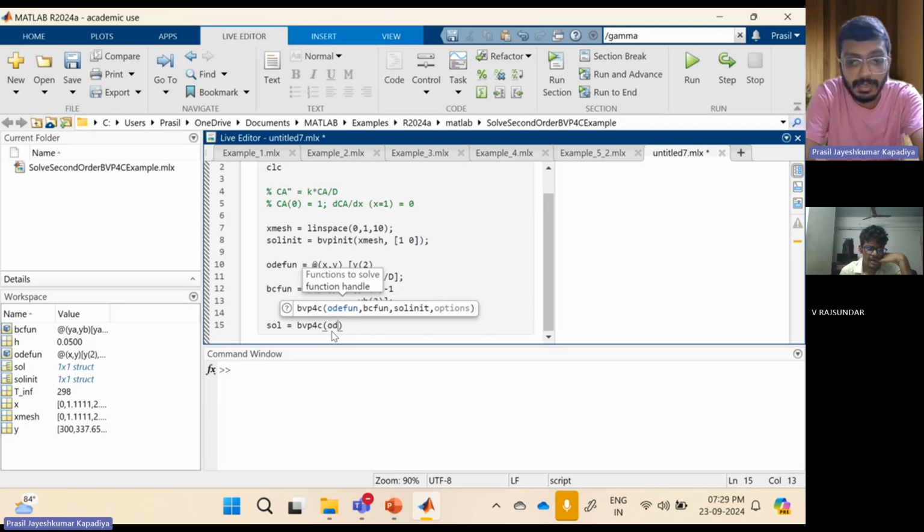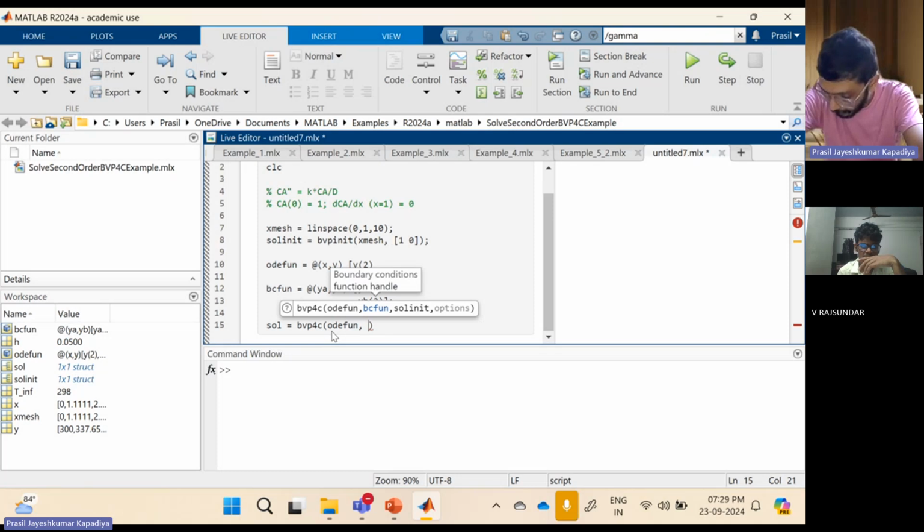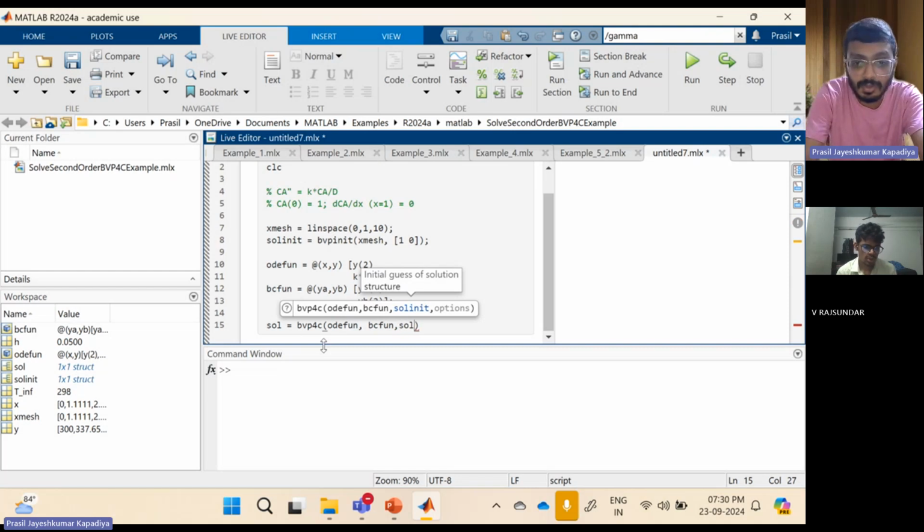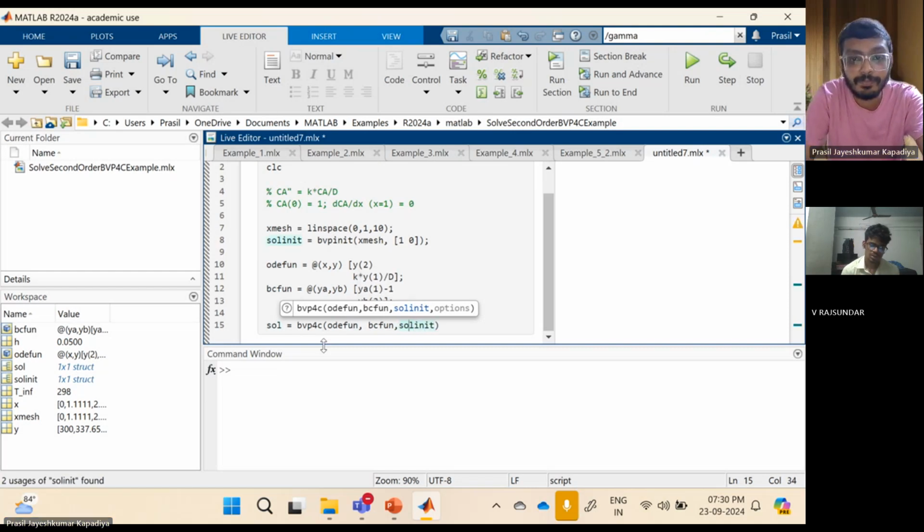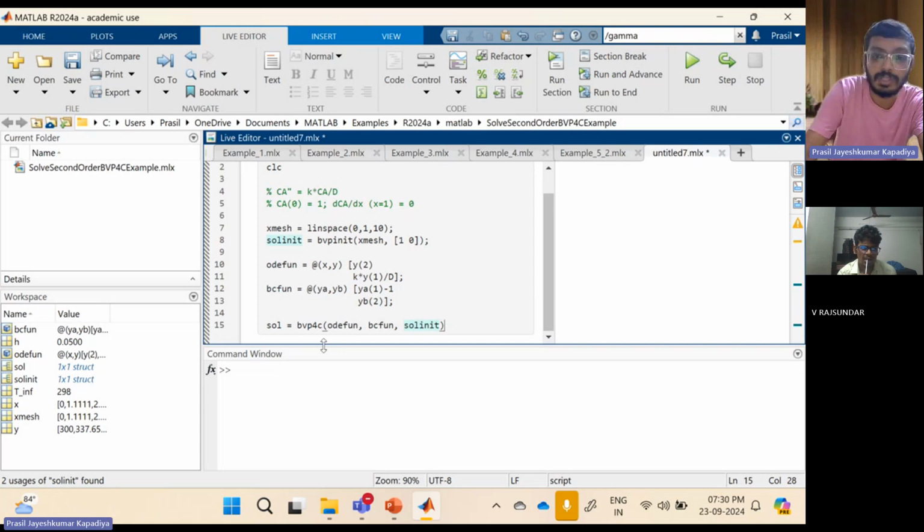Now what is my equation? That is in the ODE function part. What is my boundary condition? It is in the BC function part, and the remaining part for this BVP is init, X mesh and 1 comma 0. So that is in sol init. Okay, so we have created the solution.